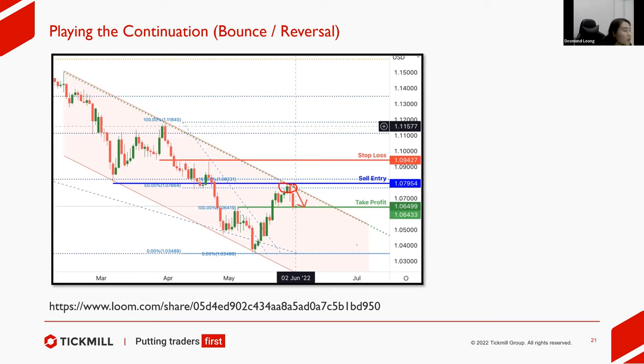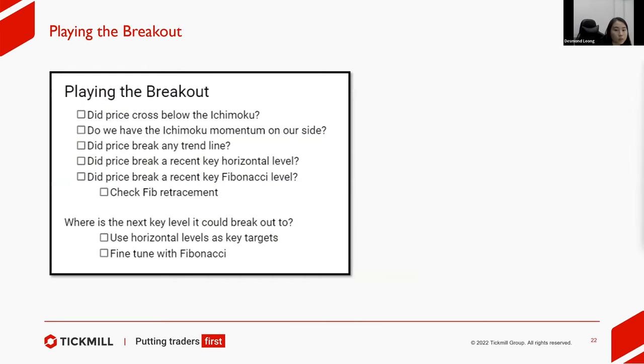Okay, so yeah, we're gonna go into the next example. We can see two Fibonacci levels, the 161.8 Fibonacci extension and the 50% Fibonacci retracement lining up nicely with the descending channel, okay? This is called a confluence, and this is where we can consider to play the continuation with Ichimoku, okay?